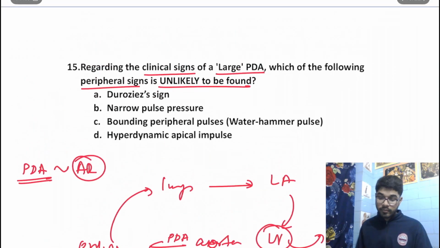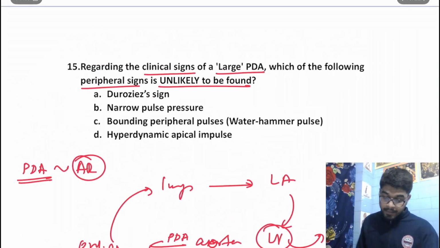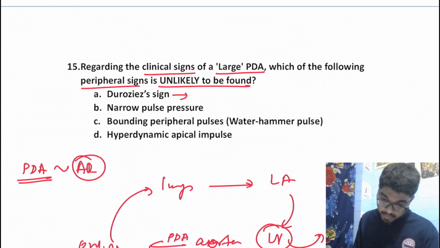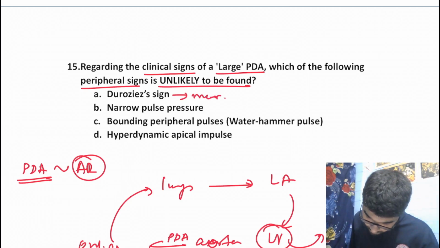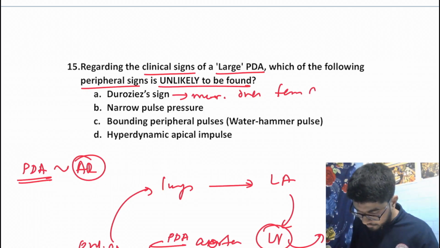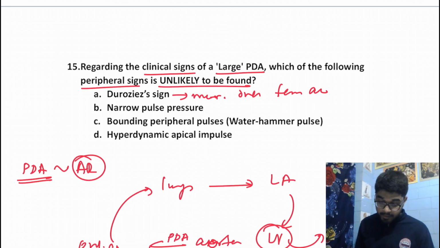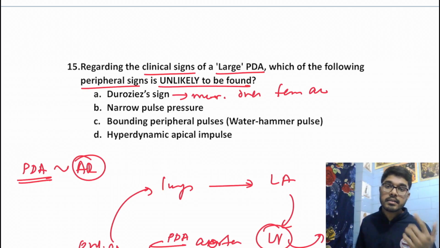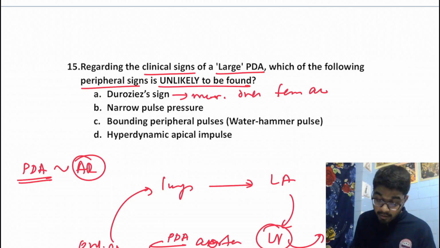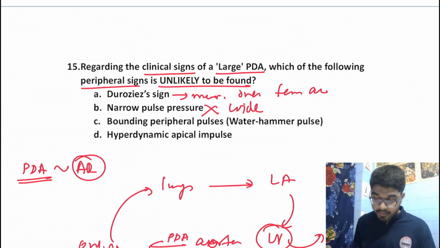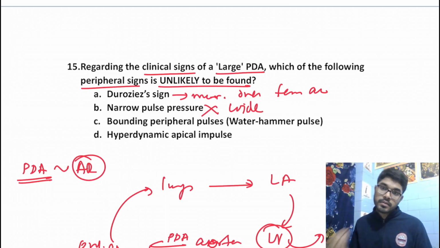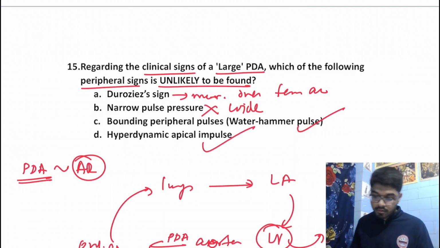Now if we move on to the options, you have Duroziez's sign. What is Duroziez's sign? It is a murmur over the femoral artery. Although very specific of aortic regurgitation, it can be seen in PDA as well. Narrow pulse pressure? With increased systolic and decreased diastolic blood pressure, it won't be narrow, it would be a wide pulse pressure. This is our incorrect finding. Bounding peripheral pulse is due to increased systolic blood pressure, and hyperdynamic apical impulse is again due to increased systolic blood pressure. And the answer over here would be option B.